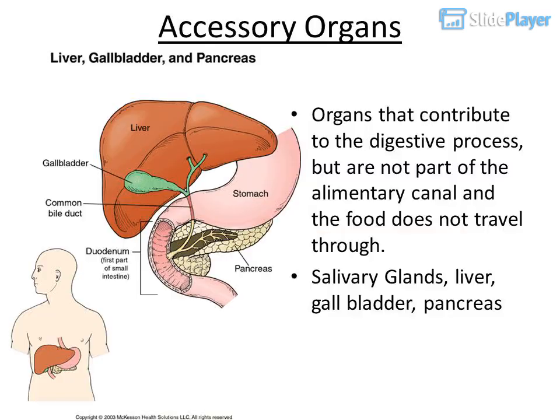Accessory organs: organs that contribute to the digestive process, but are not part of the alimentary canal, and the food does not travel through them. Salivary glands, liver, gallbladder, pancreas.